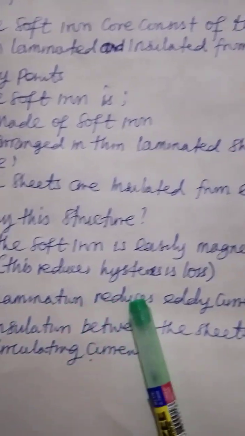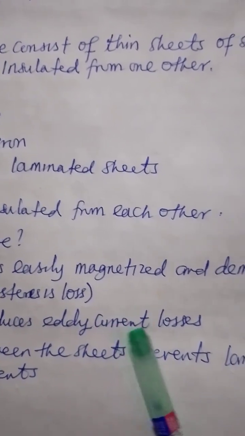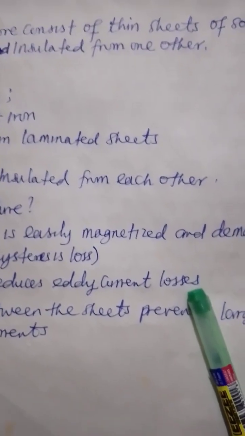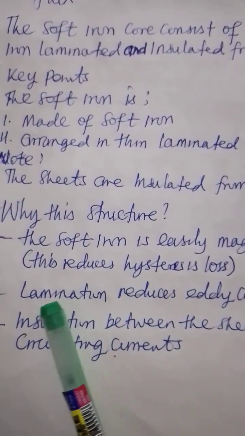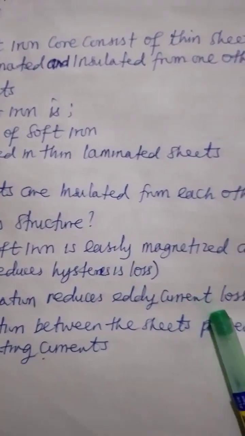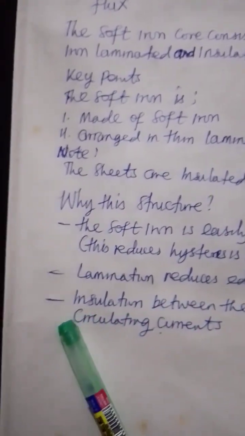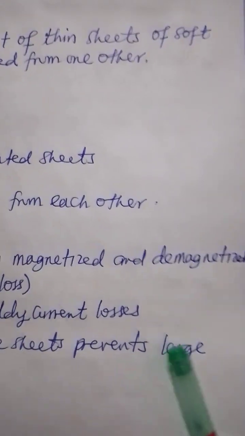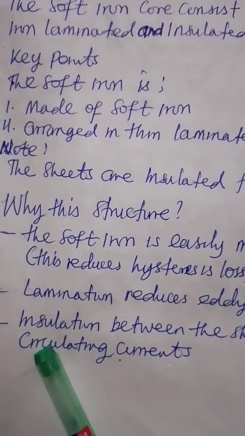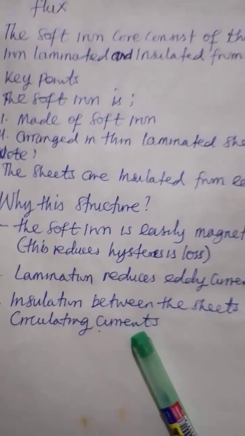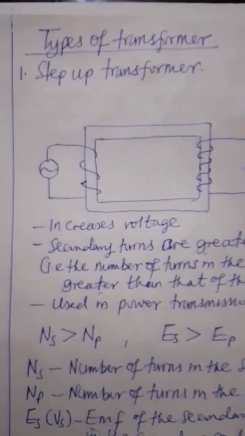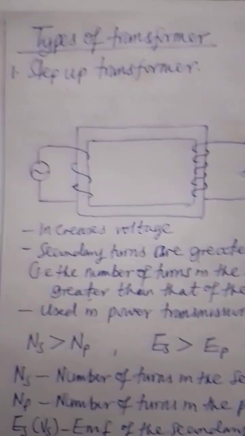Number two, lamination reduces eddy current losses. In other words, the soft iron is easy to laminate, and the lamination reduces eddy current losses. Number three, insulation between the sheets prevents large circulating current. The large circulating current is what we refer to as eddy current. Eddy current.